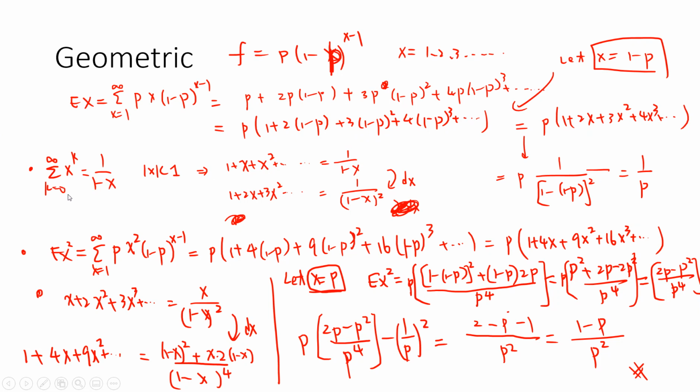So we know that the sum from k equals 0 to infinity of x to the k is 1 divided by 1 minus x, when x is less than 1. So you get 1 plus x plus x squared becomes 1 divided by 1 minus x. So you differentiate with respect to x, right? You get another identity: 1 plus 2x plus 3x squared and so on equals 1 divided by (1 minus x) squared.